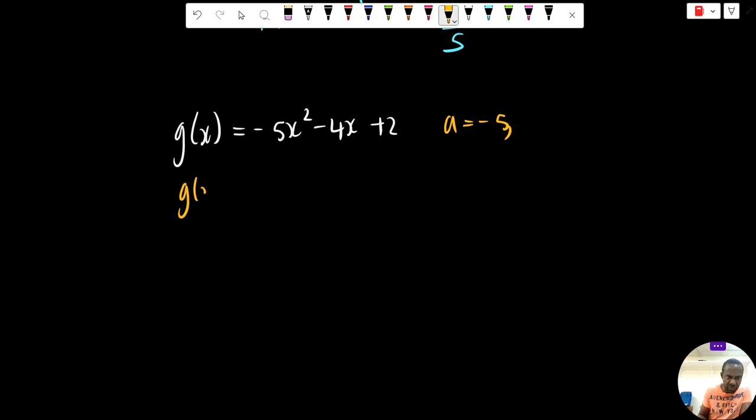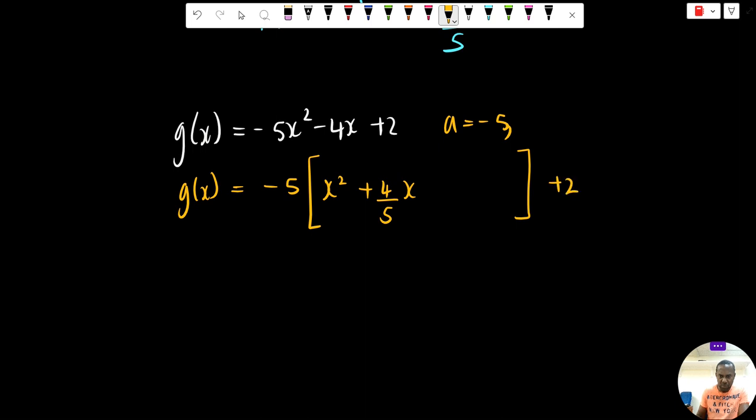So I will say that g of x is equal to negative 5. I will open a square bracket, and inside I will get x squared. Now we're factoring out minus 5, which means that inside we're dividing through by minus 5. And so negative 4 divided by negative 5 becomes plus 4 over 5x. I will leave some space inside that square bracket, and I will put my plus 2 outside, right? Now, let's examine the expression inside the square bracket. We have x squared plus 4 over 5x. And of course, you see that the coefficient of x squared is now equal to 1.